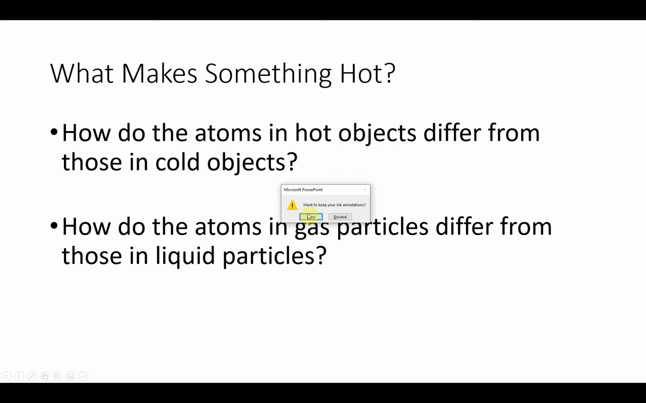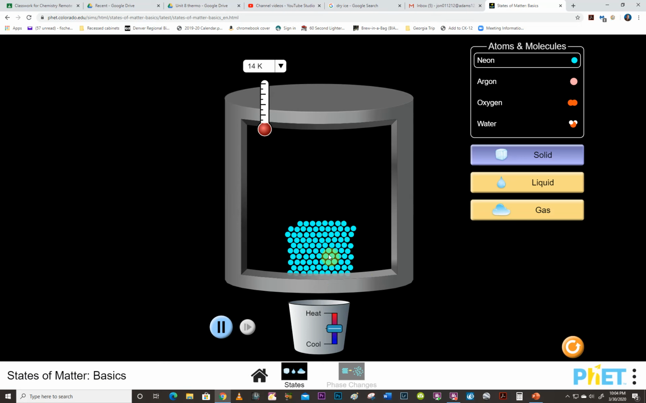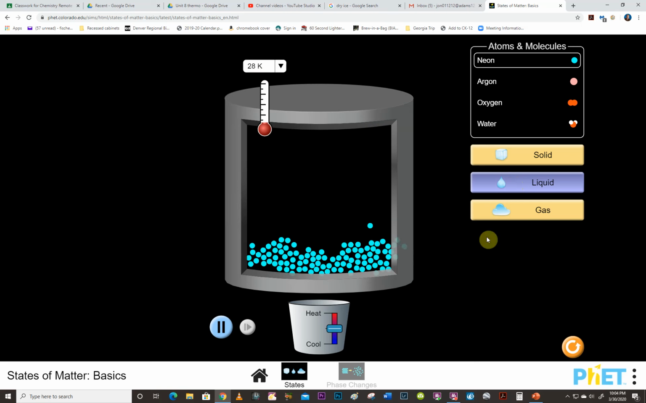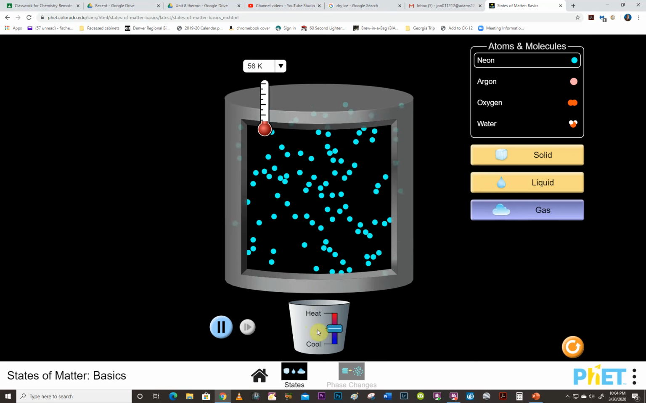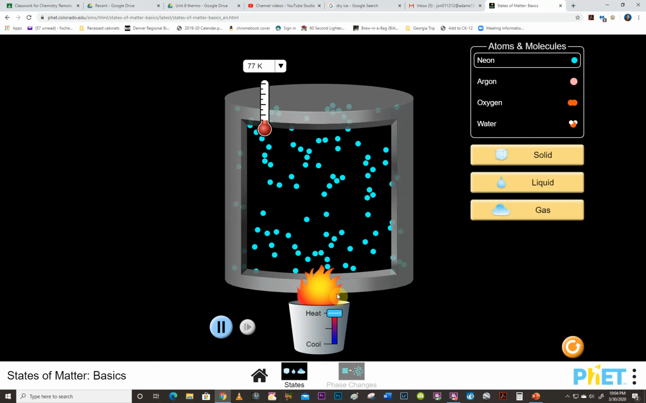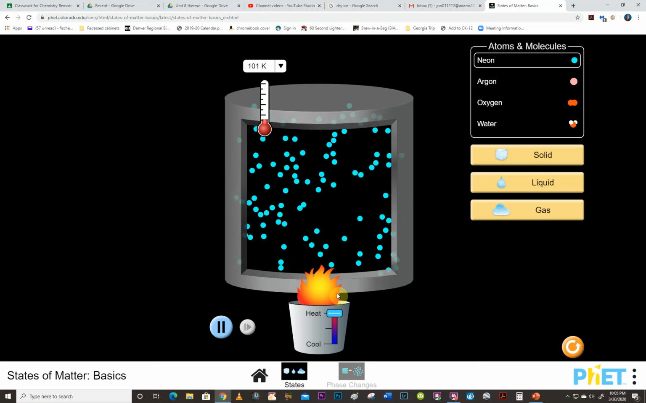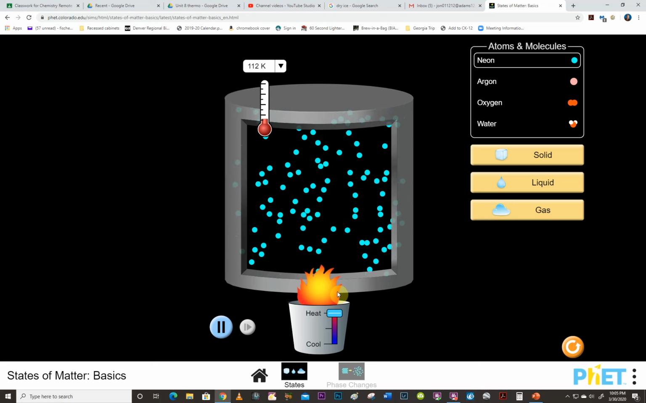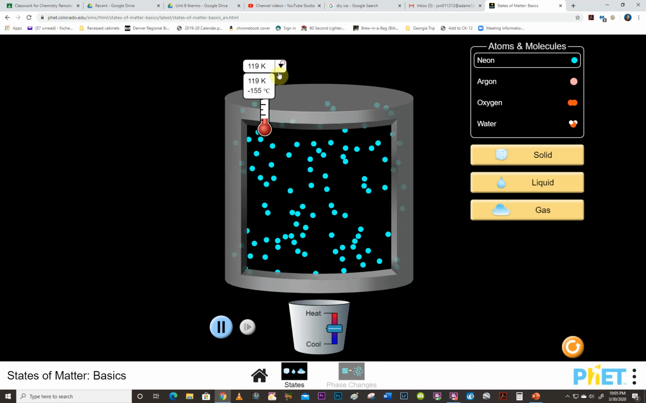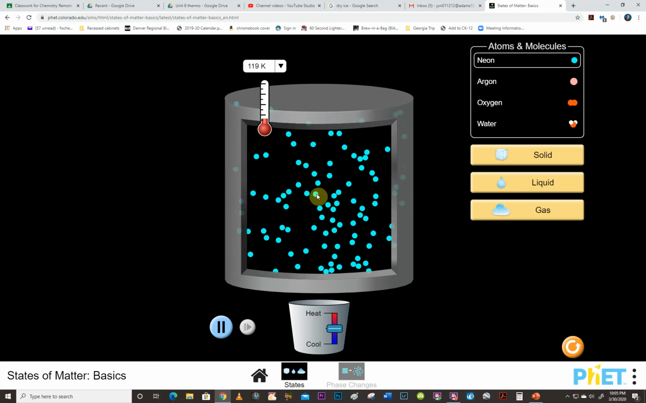Let's go look really quickly at that PhET simulation. We saw that when atoms were really cold, like that's very cold, you warm them up and they start moving faster. If we stick just with gases, the hotter we make them, the faster they move. They start speeding up and speeding up and speeding up. And that's true whether they're solids, liquids, or gases. But that's what makes a hot object hot: the atoms are moving faster. If you cool it down, they move slowly. Anyway, you've explored this idea.